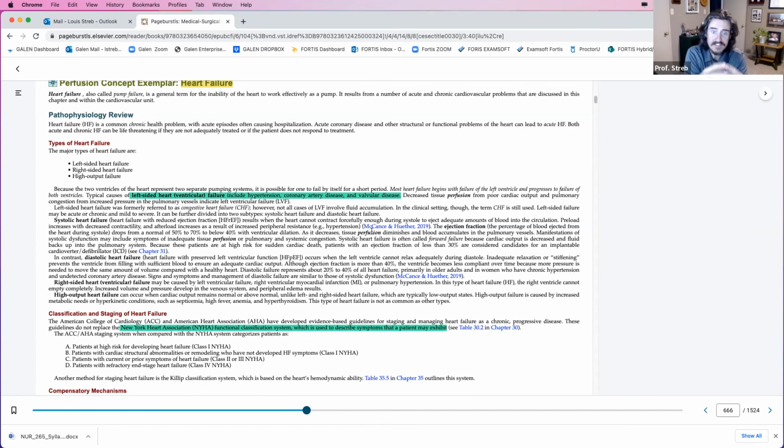So when the left side fails, it backs up into the lungs. Everything looks lung related. If the right side fails, it goes right back into systemic circulation. So everything is like peripheral edema. So we're going to look at some of the diseases so you can determine how the presenting signs and symptoms really indicate what kind of disease process you're looking for. Why is that important? Because y'all got a test coming up.